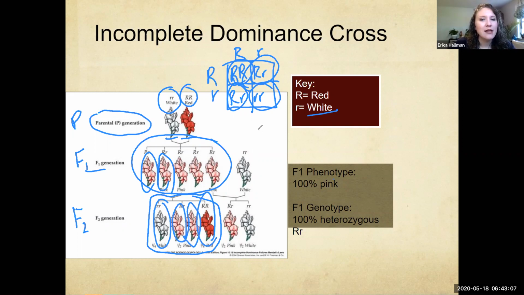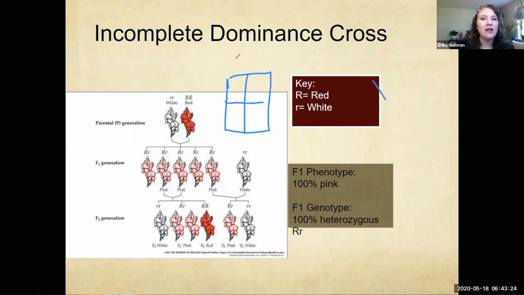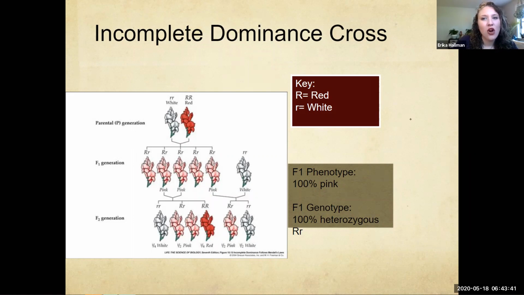Okay. Lastly, in this diagram, they can say that if you were to take one of these big R, little r's, these heterozygous individuals from our F1 generation, and breed it with a white flower, so a homozygous white flower, we would end up with a Punnett square that looked like this. So big R, little r, little r, little r. We would end up with 50% of our flowers to be pink and 50% of our flowers to be white. Okay, so that is how incomplete dominant crosses work.